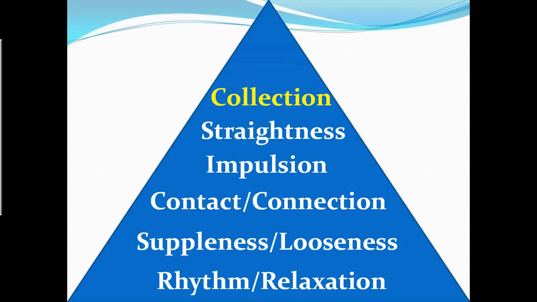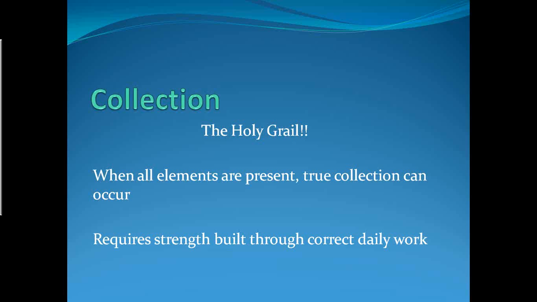The last stage of the training pyramid is collection. It's the holy grail. It's the hardest thing to achieve. So each step builds on the next till the horse is strong, supple, has enough impulsion that he can produce collection. True collection requires a lot of strength, especially for a driving horse, I feel. Also for a riding horse, but the driving horse has to be able to collect and continue to pull the carriage forward. So it takes an awful lot of strength.